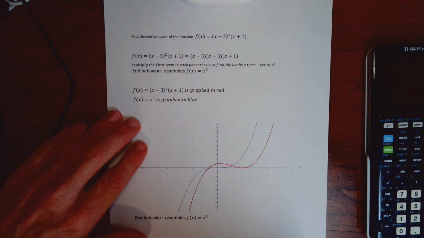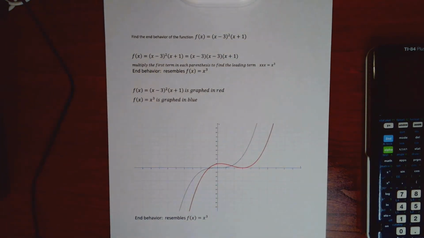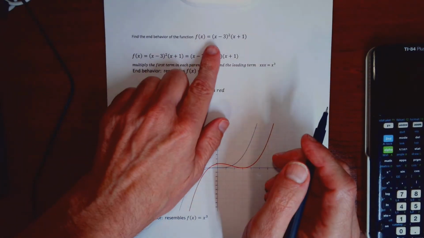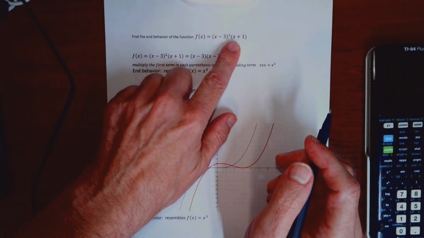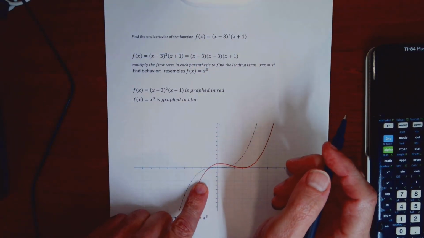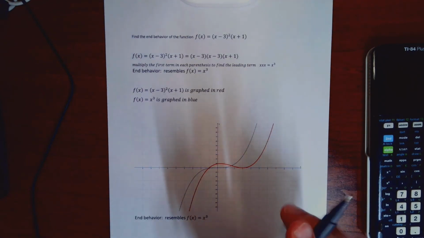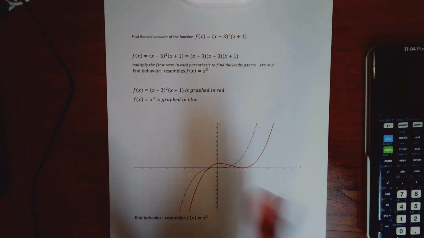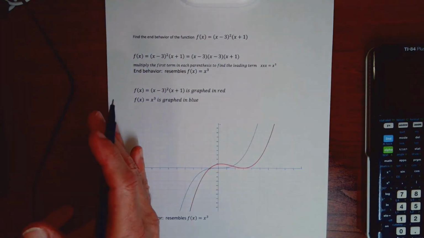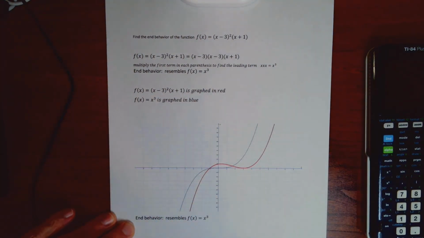I wrote a few more complicated examples. I wrote the function x minus 3 squared times x plus 1 and graphed it in red. I want to know, if I get far enough to the right and far enough to the left, beyond the turning points, what graph does this look like? What graph goes in the same direction and has the same sort of shape? To figure that out, I need to find the leading term.